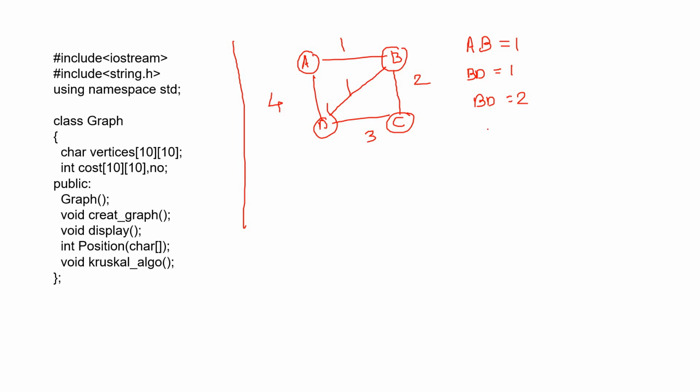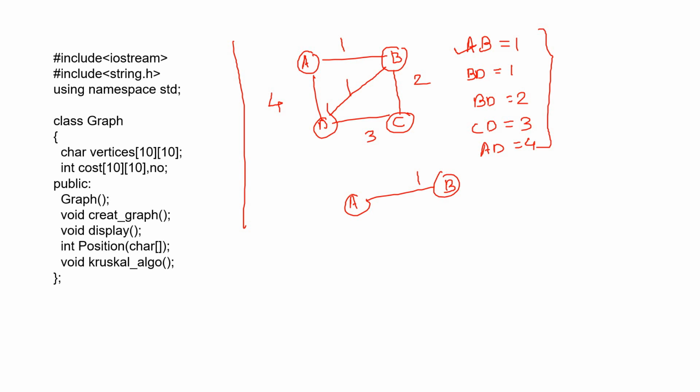After that I can consider the C to D edge, which has weight equal to 3, and finally I can consider A to D. So I have arranged all the edges in ascending order. Next, while creating the minimum spanning tree, I am going to consider the edges in ascending order. So the first edge in this array is AB. Let's consider AB, and its weight is equal to 1.